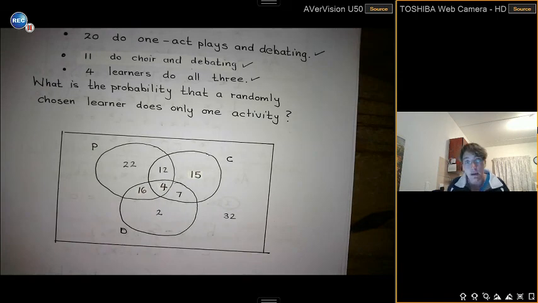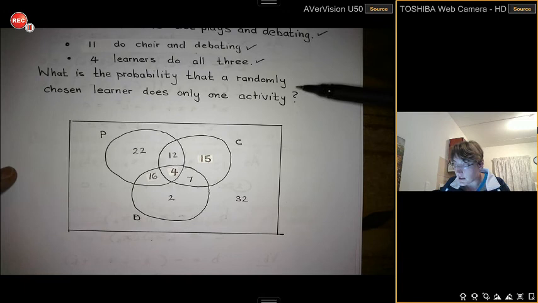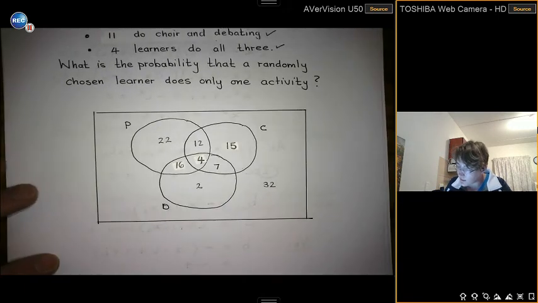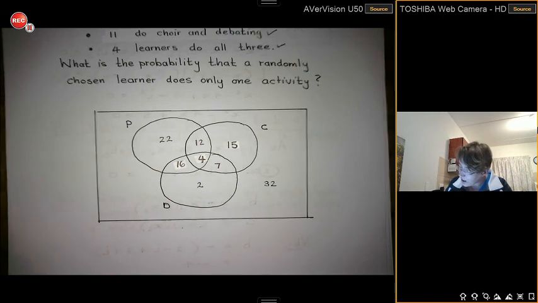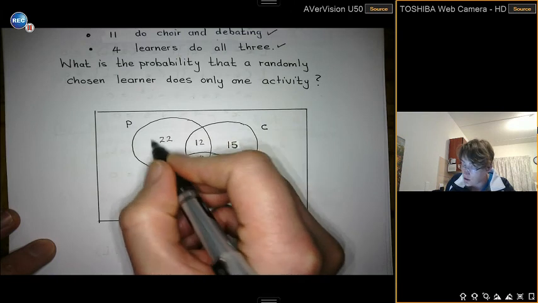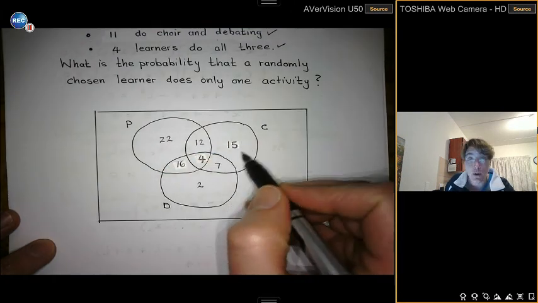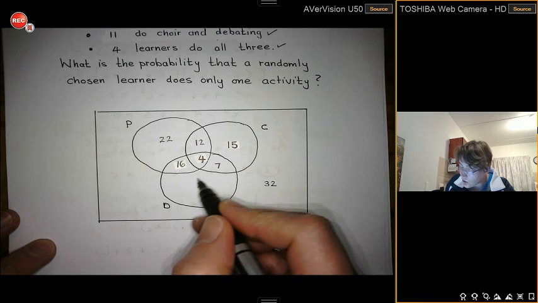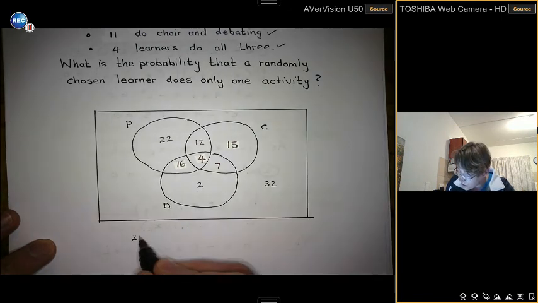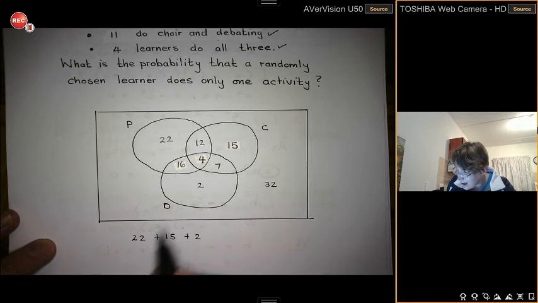Now I'm not done, because I still need to answer the question. The question asked, what is the probability that a randomly chosen learner does only one activity? So only one activity, if you think about it, happens over here. It's all the learners that only do the play acting. So the one that plays, 22. There are the learners who only do choir, so those 15. And there are the learners that only do debating, so those 2. So it's going to be 22 plus 15 plus 2 out of the total of 110 learners.